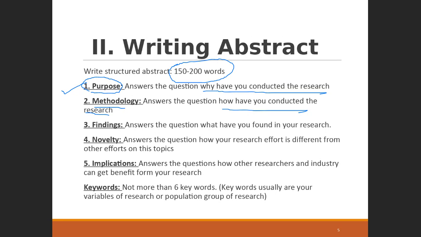So what is the purpose of your research? It should not be more than one or two lines. How have you conducted the research? Again, it should not be more than one or two lines. Findings. It answers the question, what have you found in your research? Typically, the results of your hypothesis are written in the findings section. Novelty, it answers the question of how your research effort is different from other efforts on the topic. Again, a very brief one or two statements should be written in the novelty section.